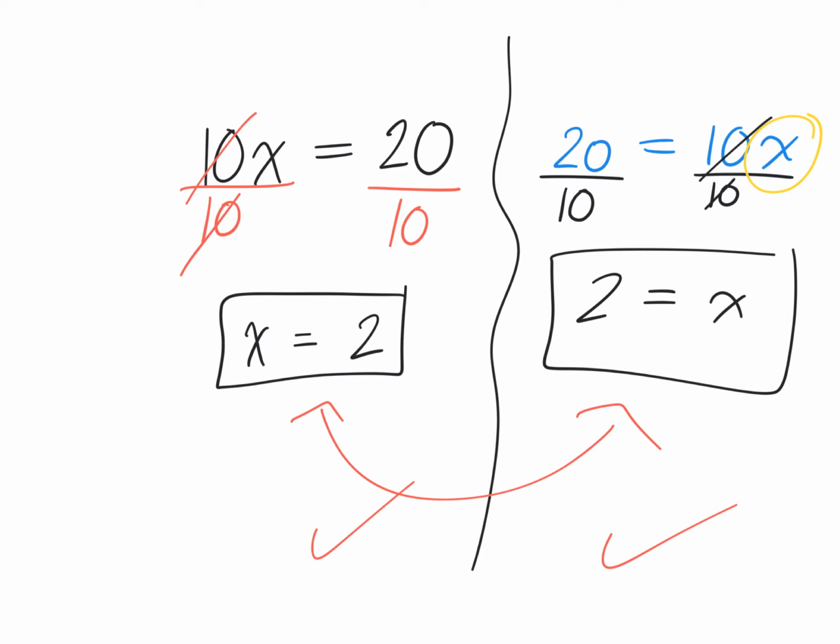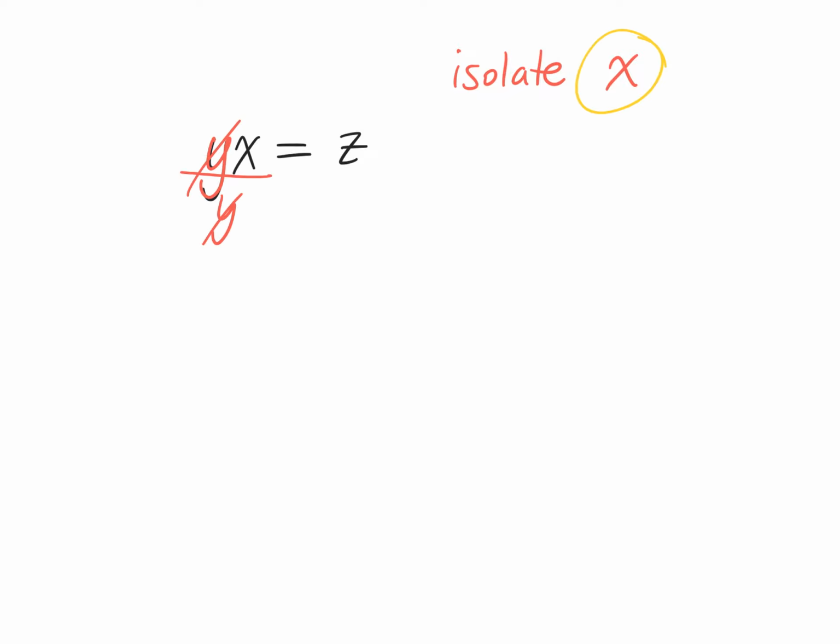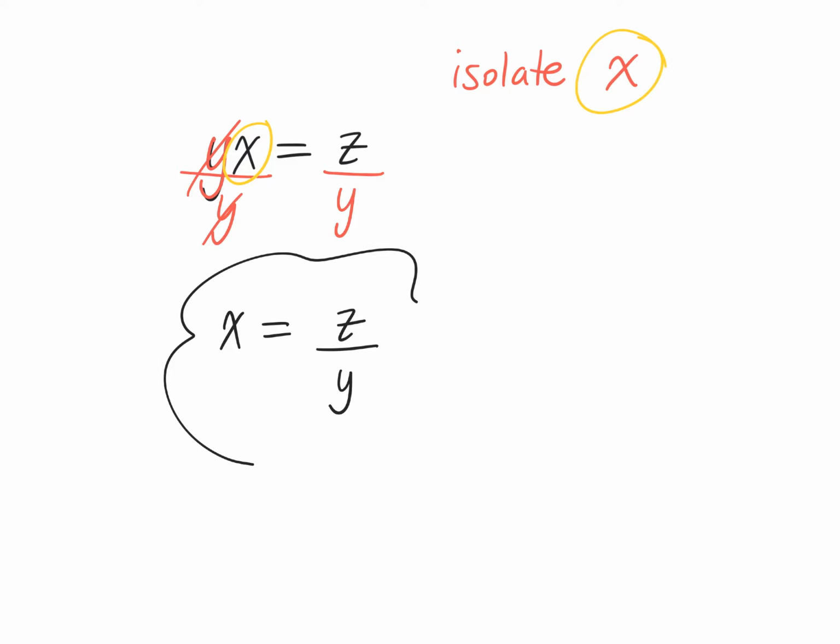What if I write this? So recall that here I had a 10x and we divided by 10. What if I wrote y times x, so yx equals z, and I said isolate x, solve for x. Here I have a yx, what should I divide by? Yeah, to get rid of that, to get x by itself. So what do I have to do to the right side? Divide by y. So what are you left with? x equals z divided by y. That's the answer, and that's what we're doing today.